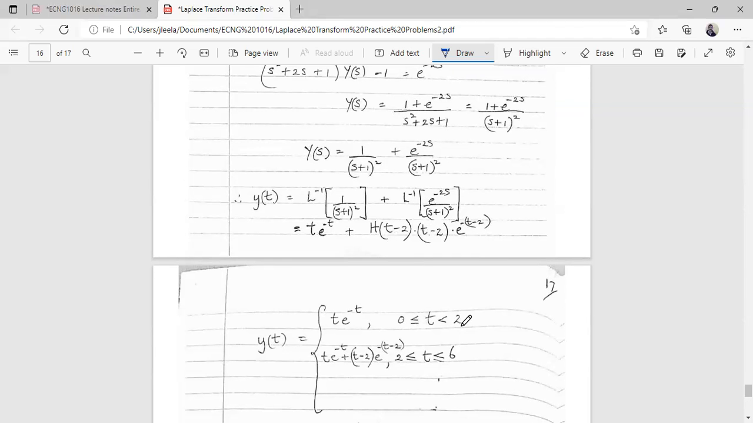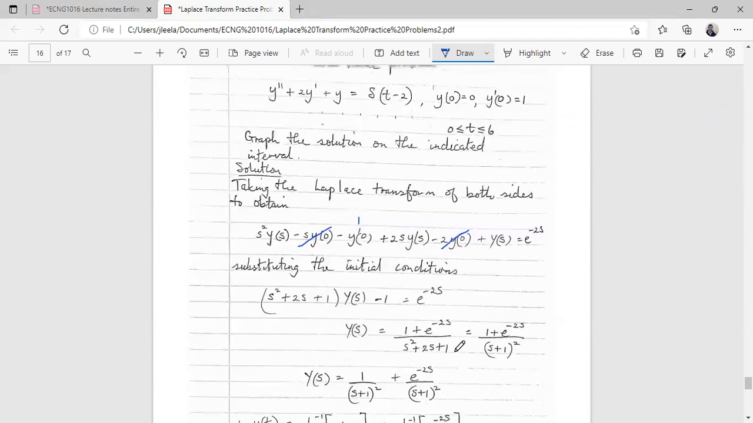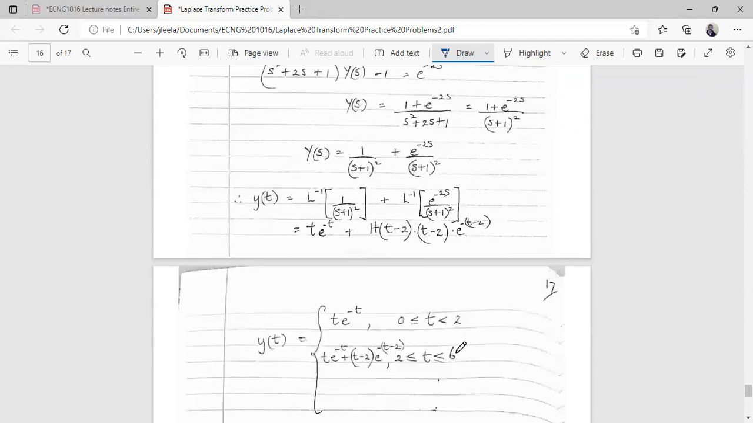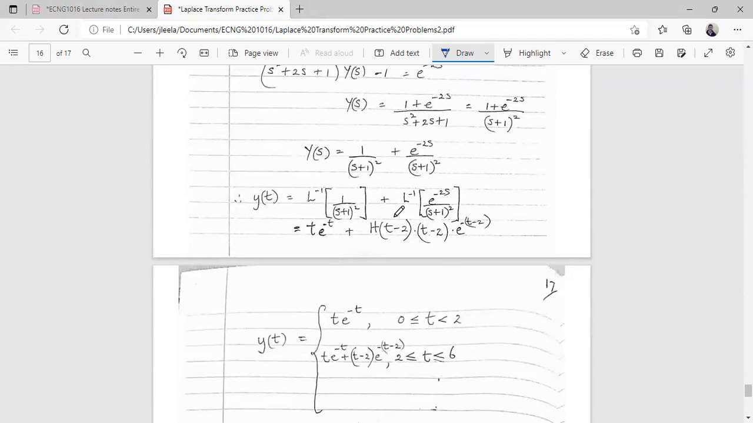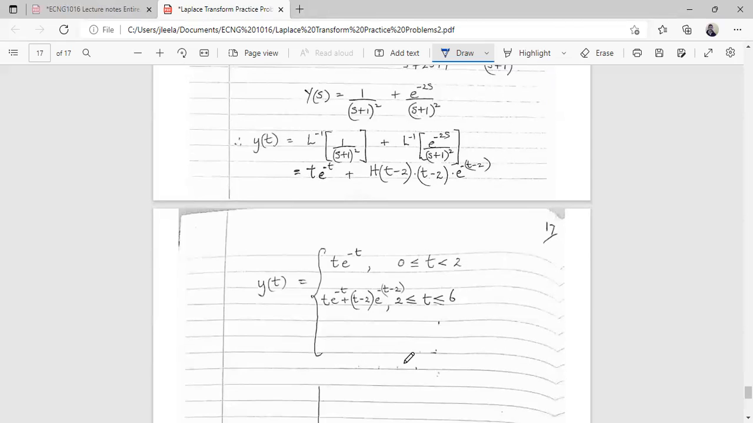When t is between 0 and 2, the Heaviside is 0, so you'll just get t e to the minus t. And when t is greater than 2 and less than or equal to 6, this is 1, so you'll get t e to the minus t plus t minus 2 times e to the minus (t minus 2) in the exponential position.